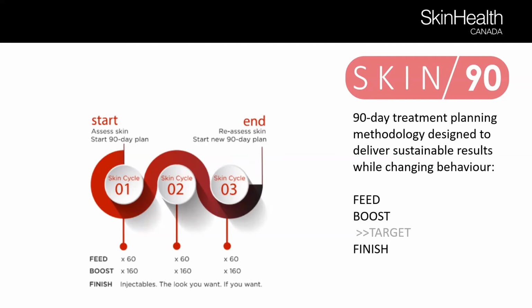And then the finish element is associated with injectables, which may or may not be required based on what the patient is looking to achieve. So really it's an overall holistic planning process that you can implement in your clinic to integrate what people are doing at home, what we're going to do with them in clinic, and then, if you have an injectables practice, what we're doing from an injectables perspective. There's a start and there's an end, and we'll get into that a bit more as we go through. Let's just set the stage a bit on Skin90.